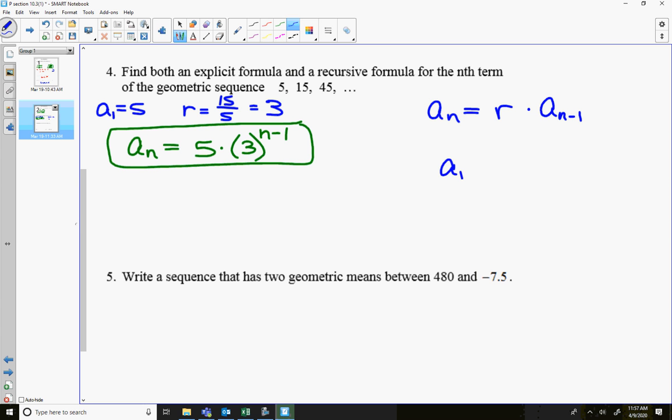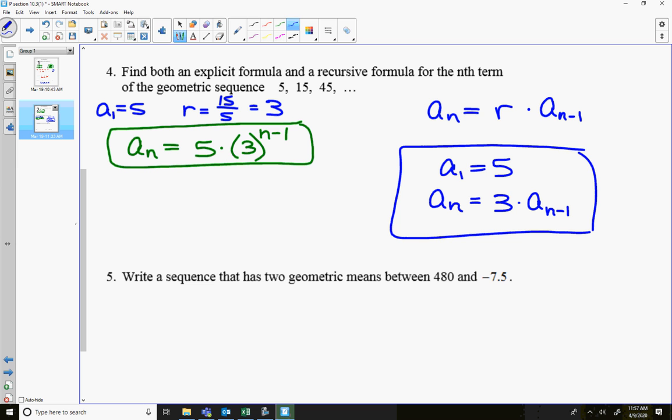Now, once again, when you're doing recursive, you do have to have a starting point. So we do have to start with the fact that our first term was 5. And then after that, each term is going to be, common ratio was 3, times the previous term. And together, that makes up your recursive formula. Because I should probably write that somewhere, shouldn't I? It's just the recursive one.